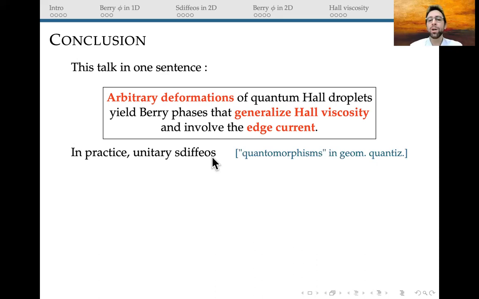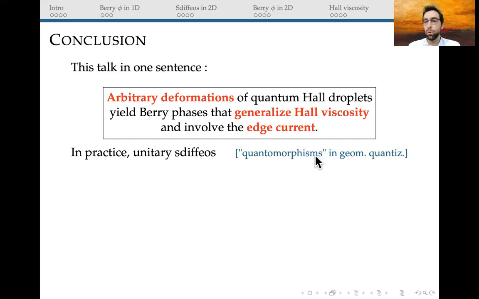By the way, maybe I gave the wrong impression. In my talk, I wasn't claiming that we invented them, and indeed we did not, because in geometric quantization, these are known as quantum morphisms. So in a sense, what I computed are Berry phases of quantum morphisms in the quantum Hall effect. So that was the talk.